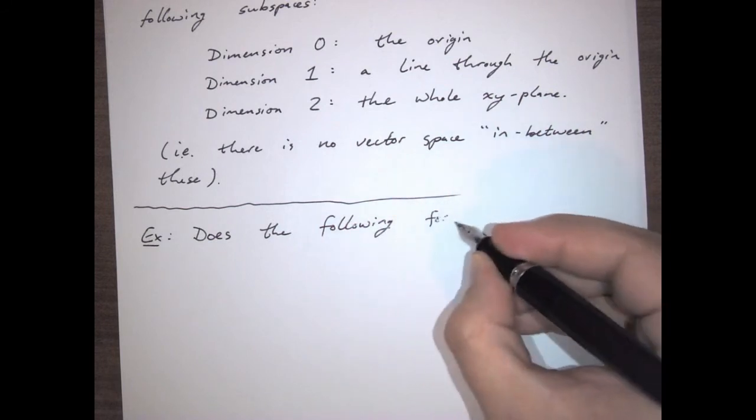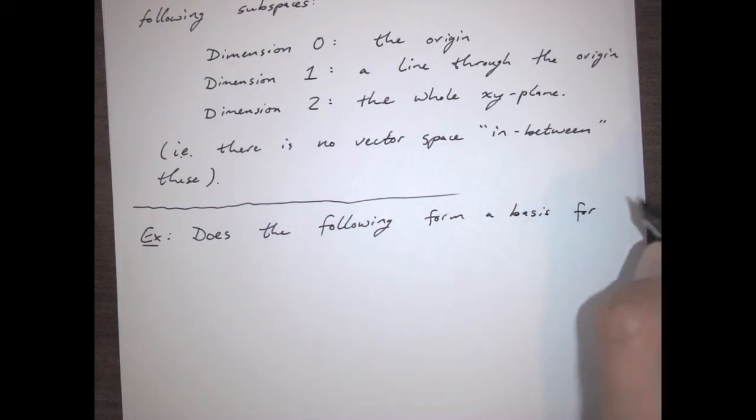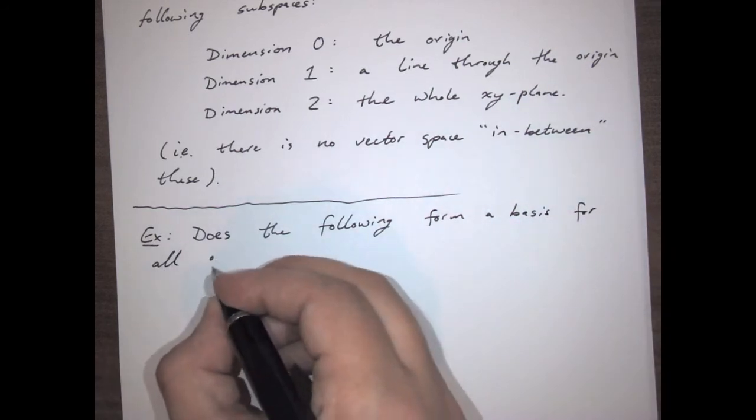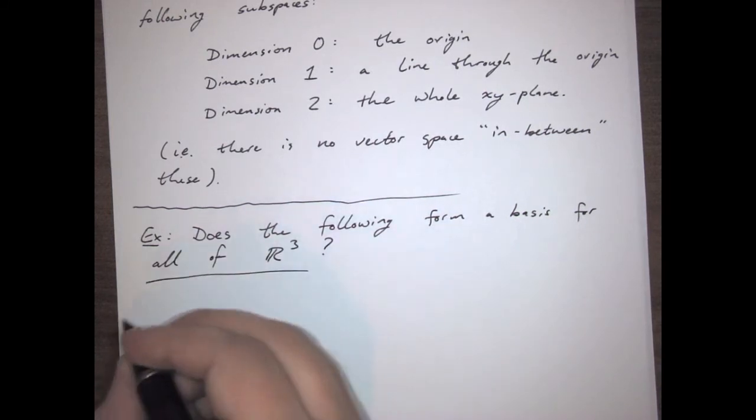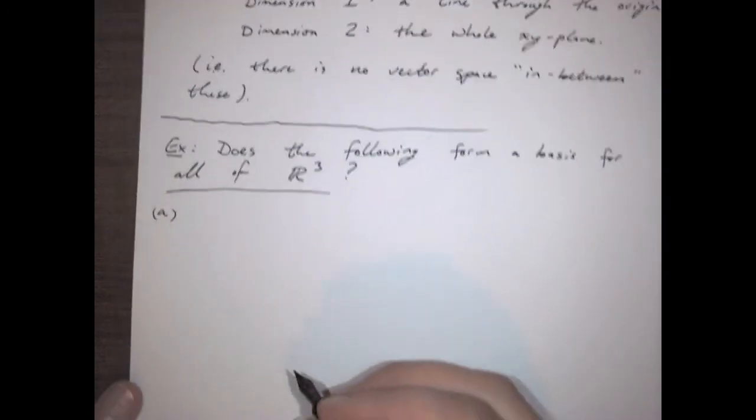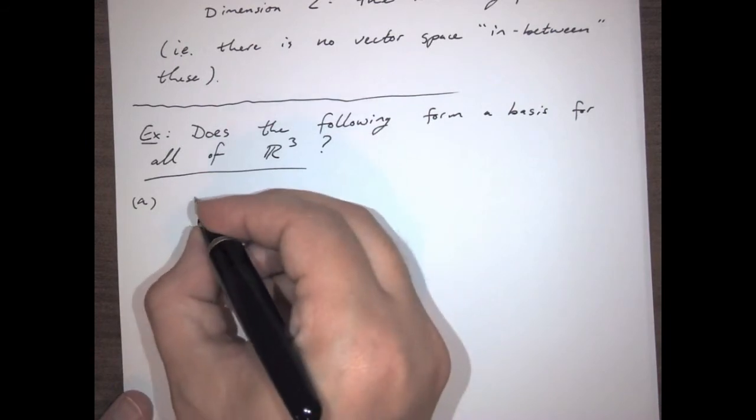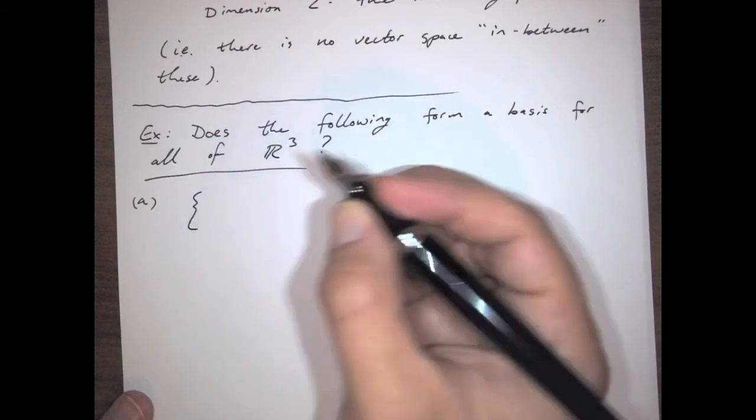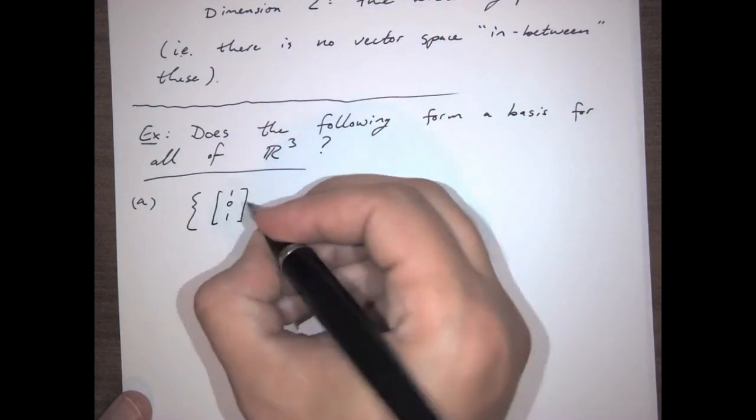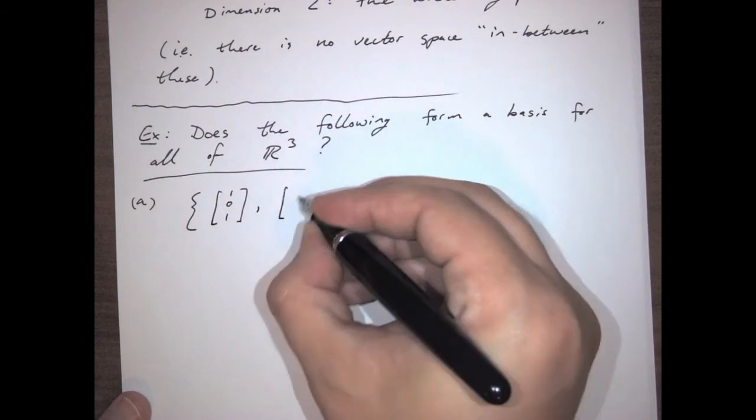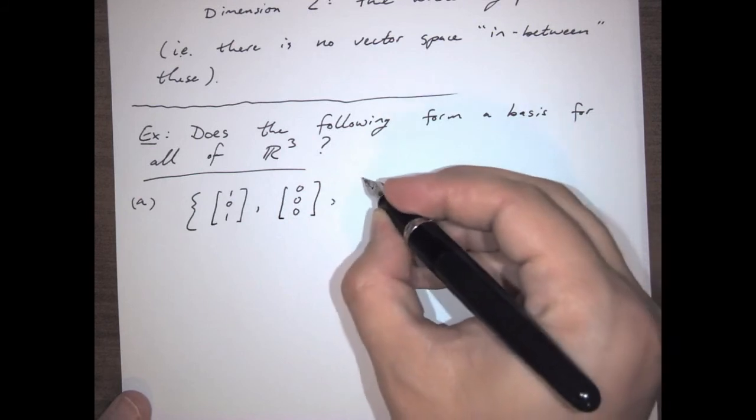Form a basis for all of R3. And the following will first consist of the following set. Let's say this set here, the set 1, 0, 1, and then 0, 0, 0, and then 0, 1, 0.